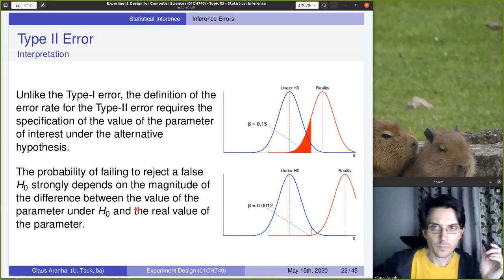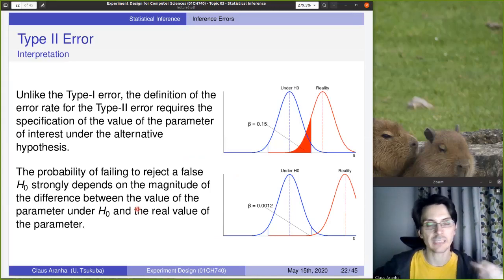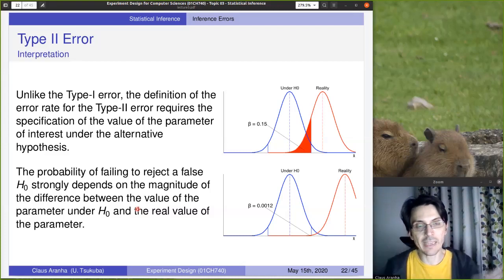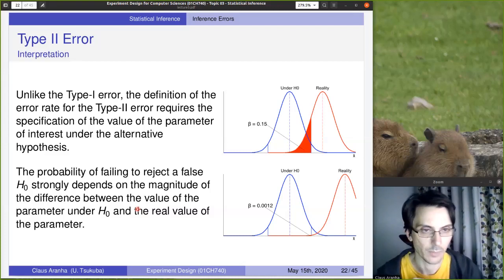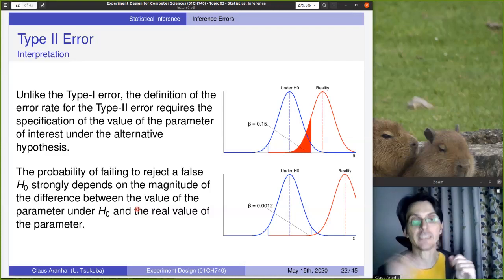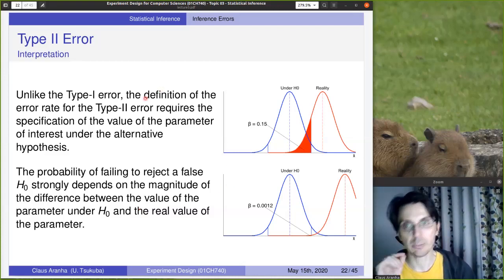Now, the type 1 error is very easy to control by controlling the size of the sampling distribution. We can control the size of the sampling distribution by controlling the alpha, that's our critical region, and controlling the size of the sample. The bigger the sample, the narrower the sampling distribution. However, the type 2 error is harder to control because the type 2 error has one piece of information that we don't know.